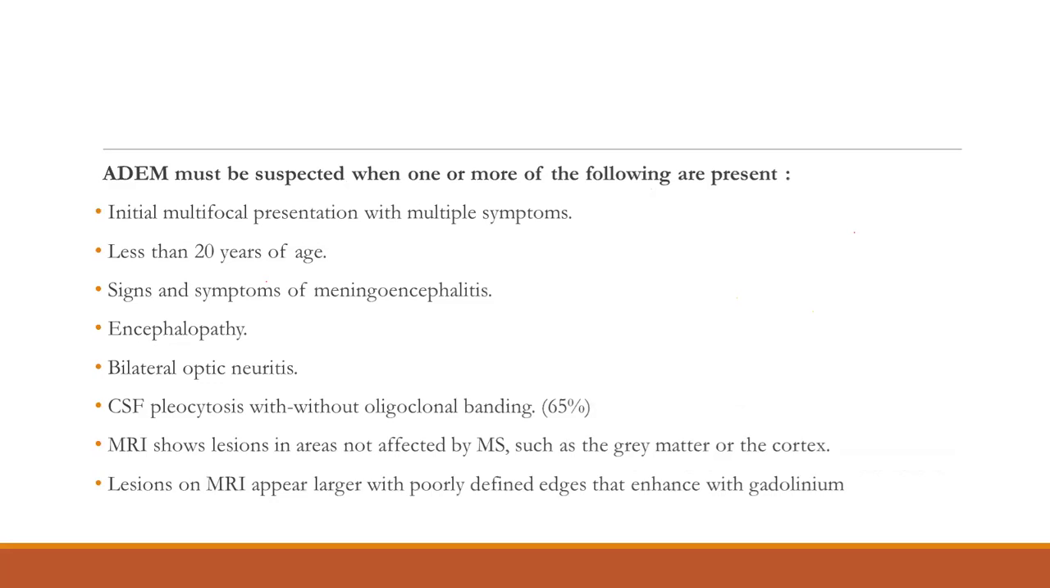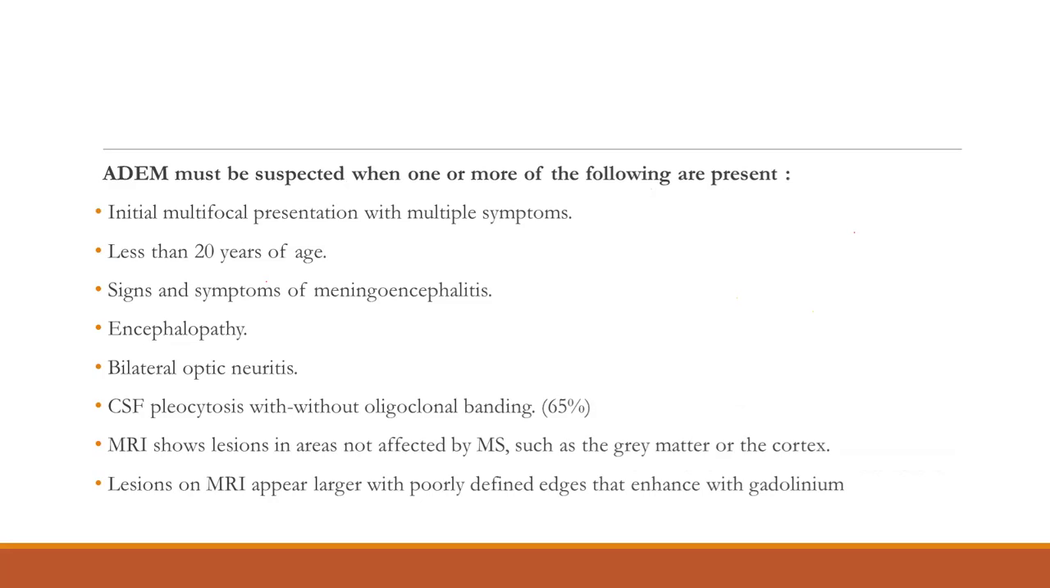So ADEM is suspected when there is a multifocal presentation with multiple symptoms. Patient age is somewhere around 10 to 19 years. Signs and symptoms suggestive of meningoencephalitis, presence of bilateral optic neuritis, CSF pleocytosis without oligoclonal banding, with oligoclonal banding sometimes seen in 65% of the cases. MRI shows lesions in areas not affected by MS, such as the gray matter or the cortex.